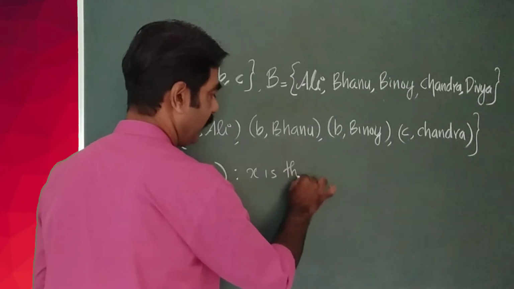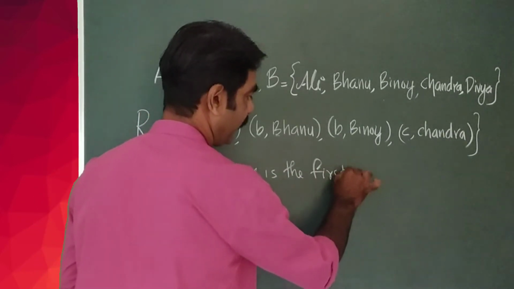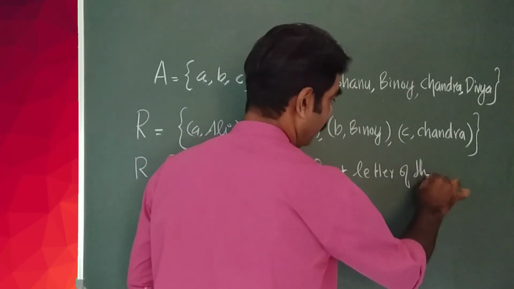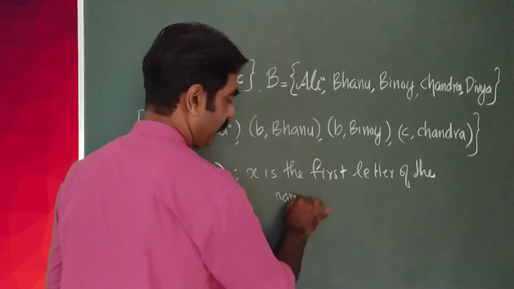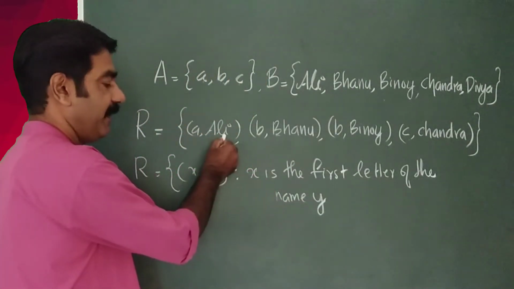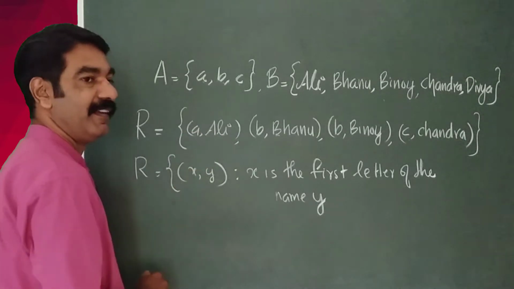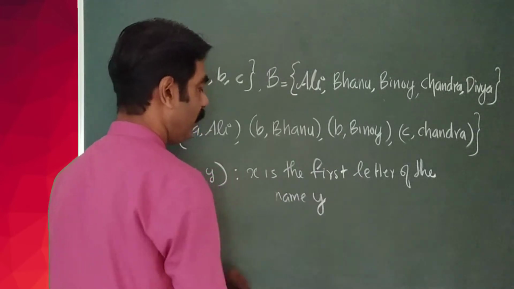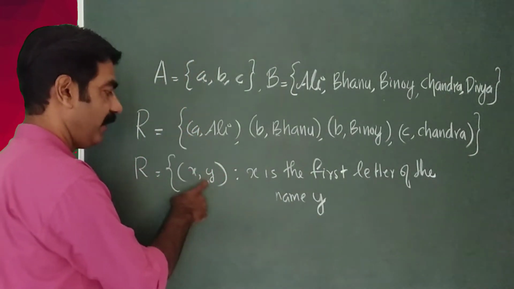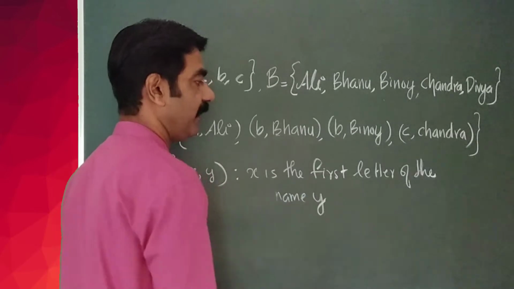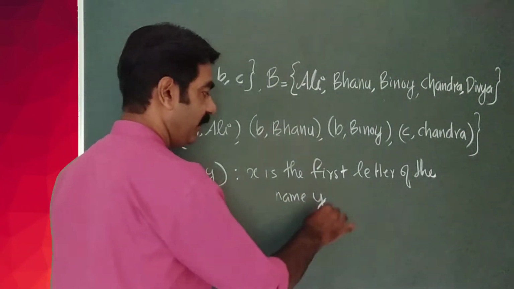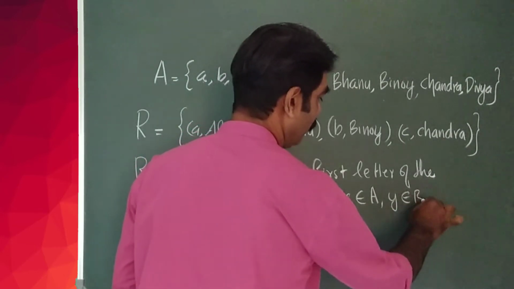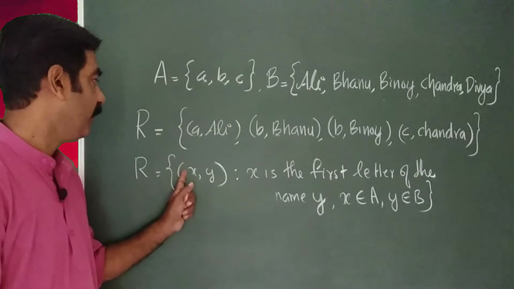X is the first letter of the name Y. So we can write this relation as XY such that X is the first letter of what? The name Y, and also what? X belongs to A and what? Y belongs to B. X belongs to A and what? Y belongs to B.